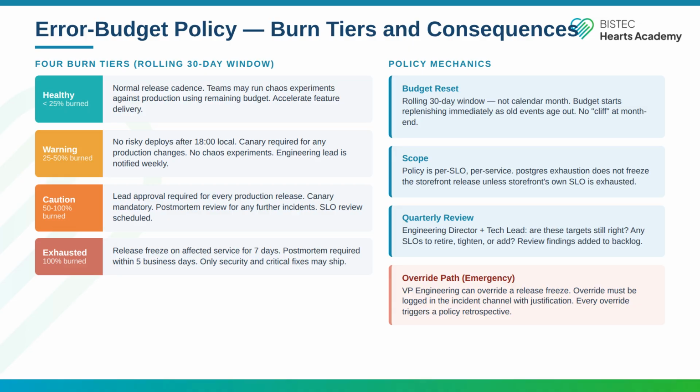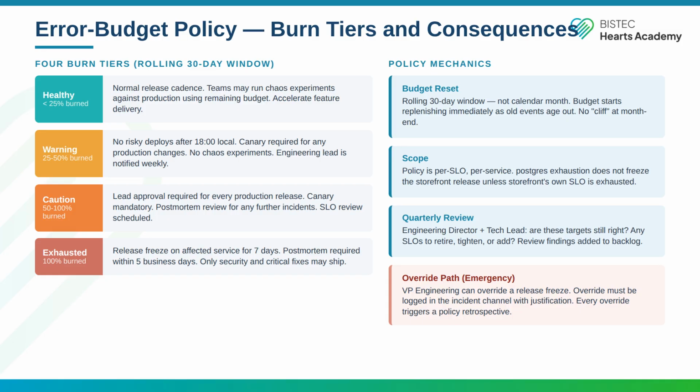The override mechanism is as important as the tiers. If a security patch needs to ship during a budget freeze, who can authorize it? If the answer is nobody, the policy will be ignored the first time it conflicts with a real-world constraint. If the answer is the tech lead with documented rationale, it's sustainable.